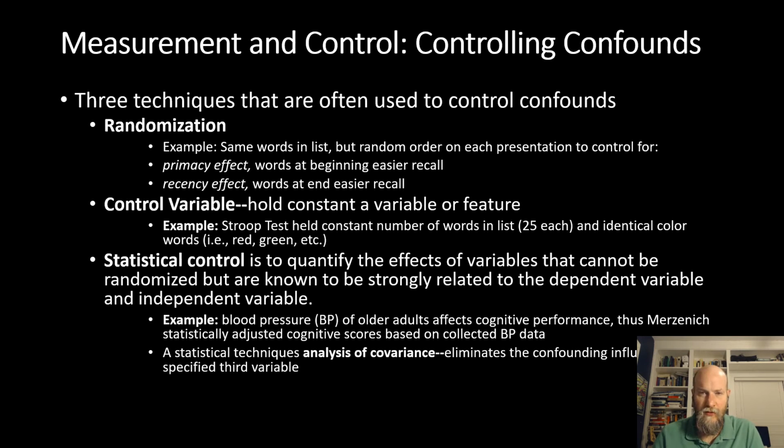So this is a really excellent way to control for the influence of a confound, because you just pull the variability out of the measurement that's associated with that third variable.